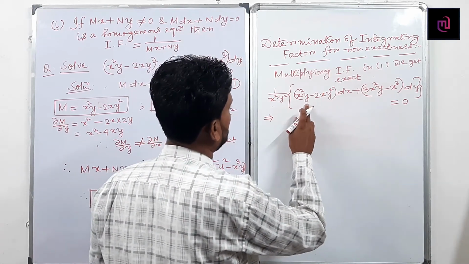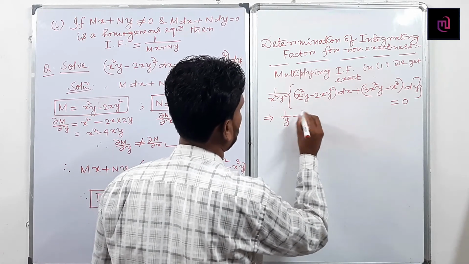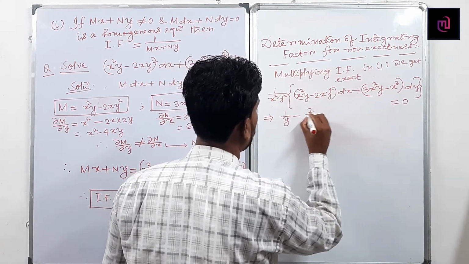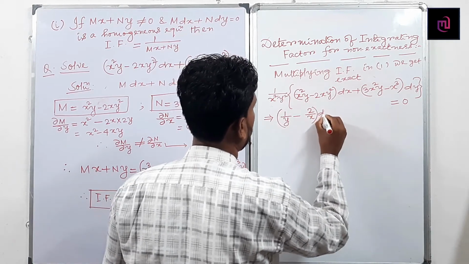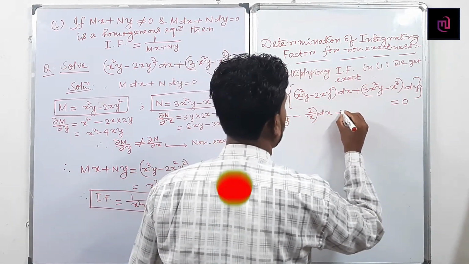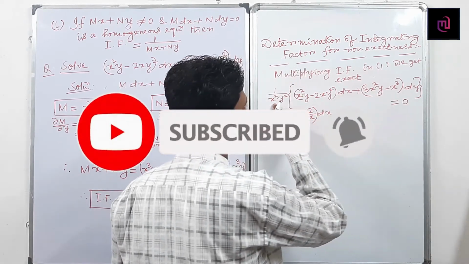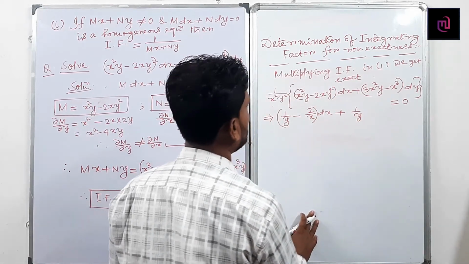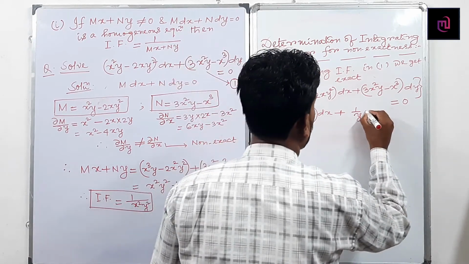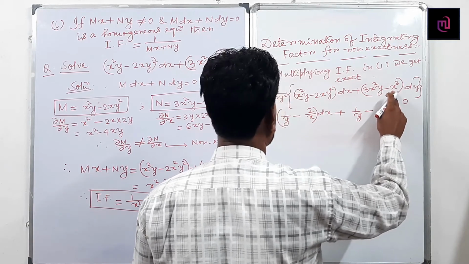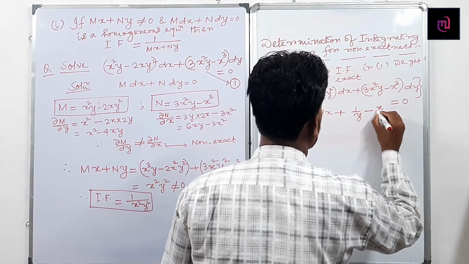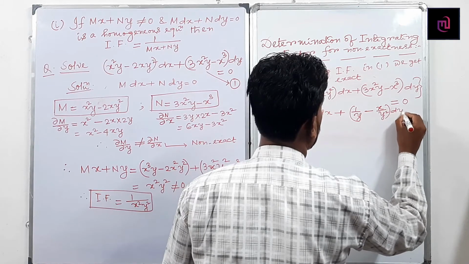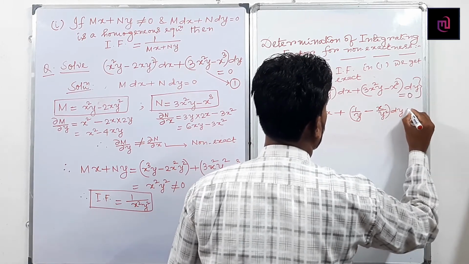Multiplying this by 1 by x square y square, it becomes (1 by y minus 2 by x) dx, since in this case y square cancels. Then the dy part becomes (3 by y minus x by y square) dy, since x square cancels and we get 1 by y.